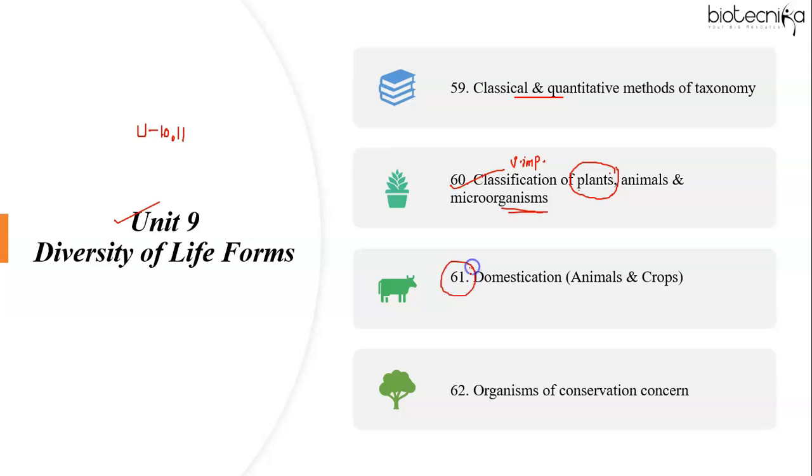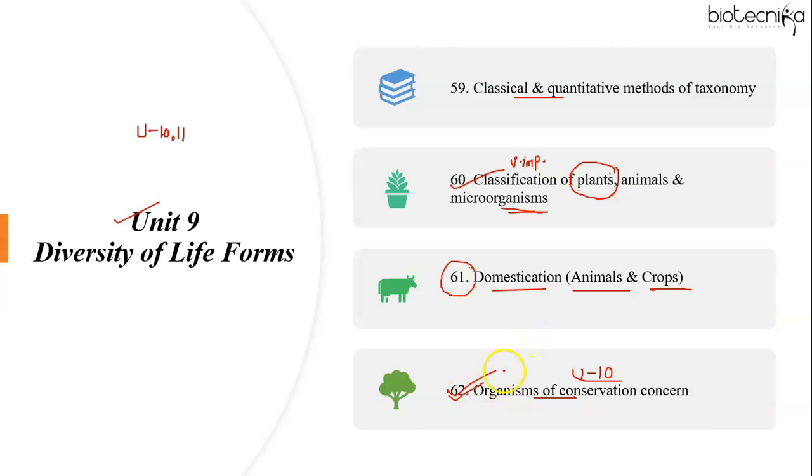Then from domestication, questions also come, but we don't know whether it can be on animal domestication or crop domestication. Usually match the following type questions are often asked from here. And even from organisms of conservation concern, match the following type questions are asked. This topic is common with Unit 10. In Unit 10 you study conservation biology, so if you are studying this topic from here, you can skip it from Unit 10.